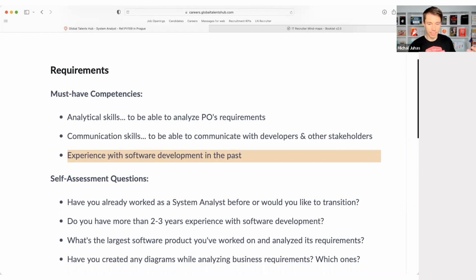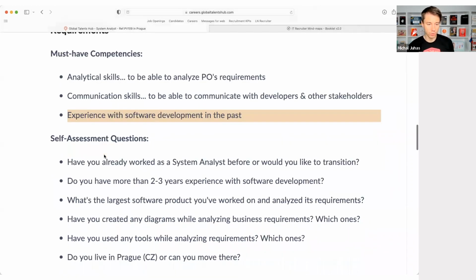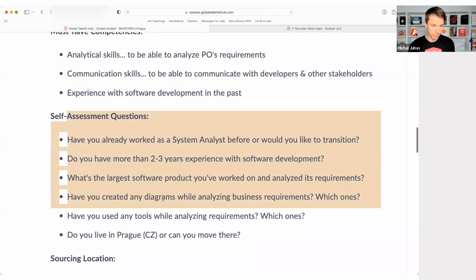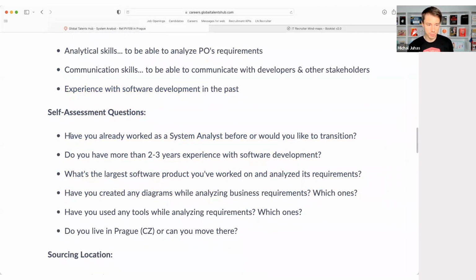So the person could have analyzed data or systems or software or even security probably. So that's why these 5 or 6, actually, in this case, 6 self-assessment questions include. The first one: have you already worked as a system analyst before, or would you like to transition to this role? Ideally, we would get someone who worked as a system analyst. So not just someone who is about to transition, but someone who has already been in this role, because this is a small company and they don't have any system analyst team.